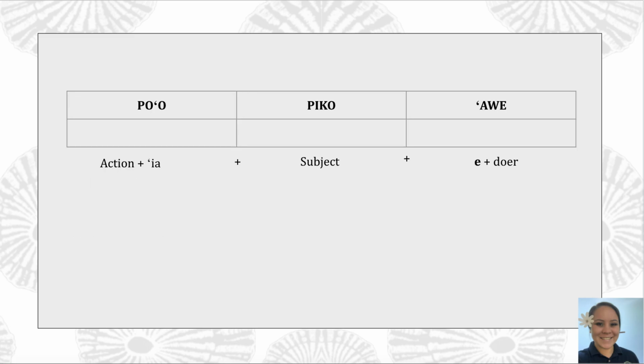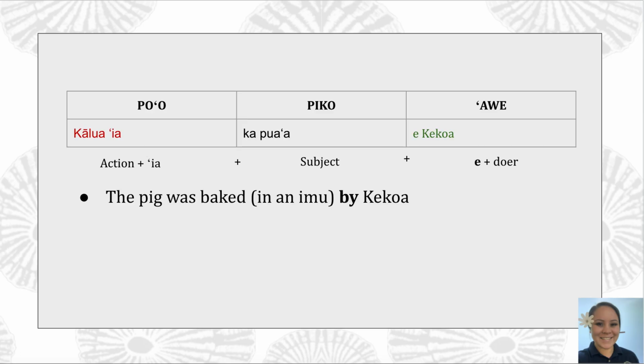Let's look at some examples, again using our po'o piko ave formula. In our po'o, we will have our action word, our action verb, plus ia, always. Action ia. In the piko, we'll have the subject. In the ave, we'll have e, always, and then the doer. For example, kalua ia ka pua'a e ke koa. The pig was baked by the warrior, making kalua a passive.